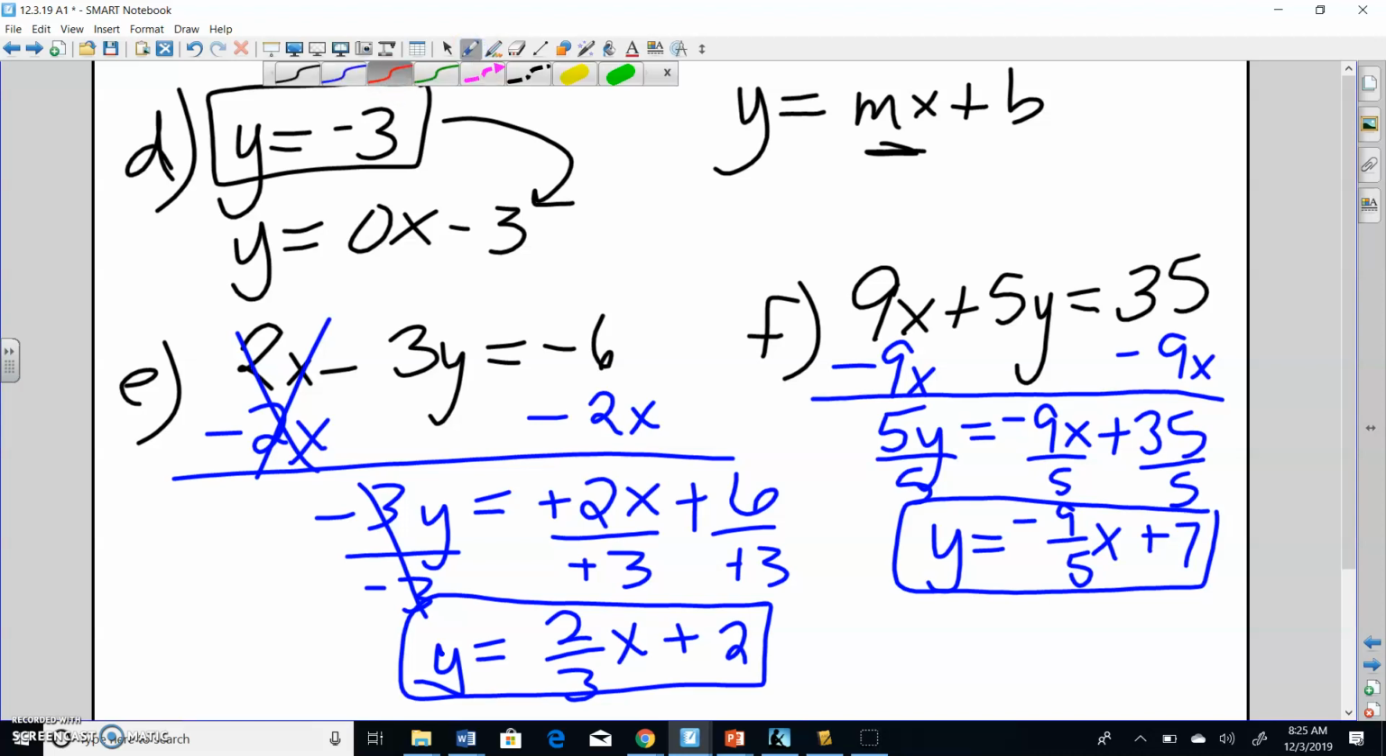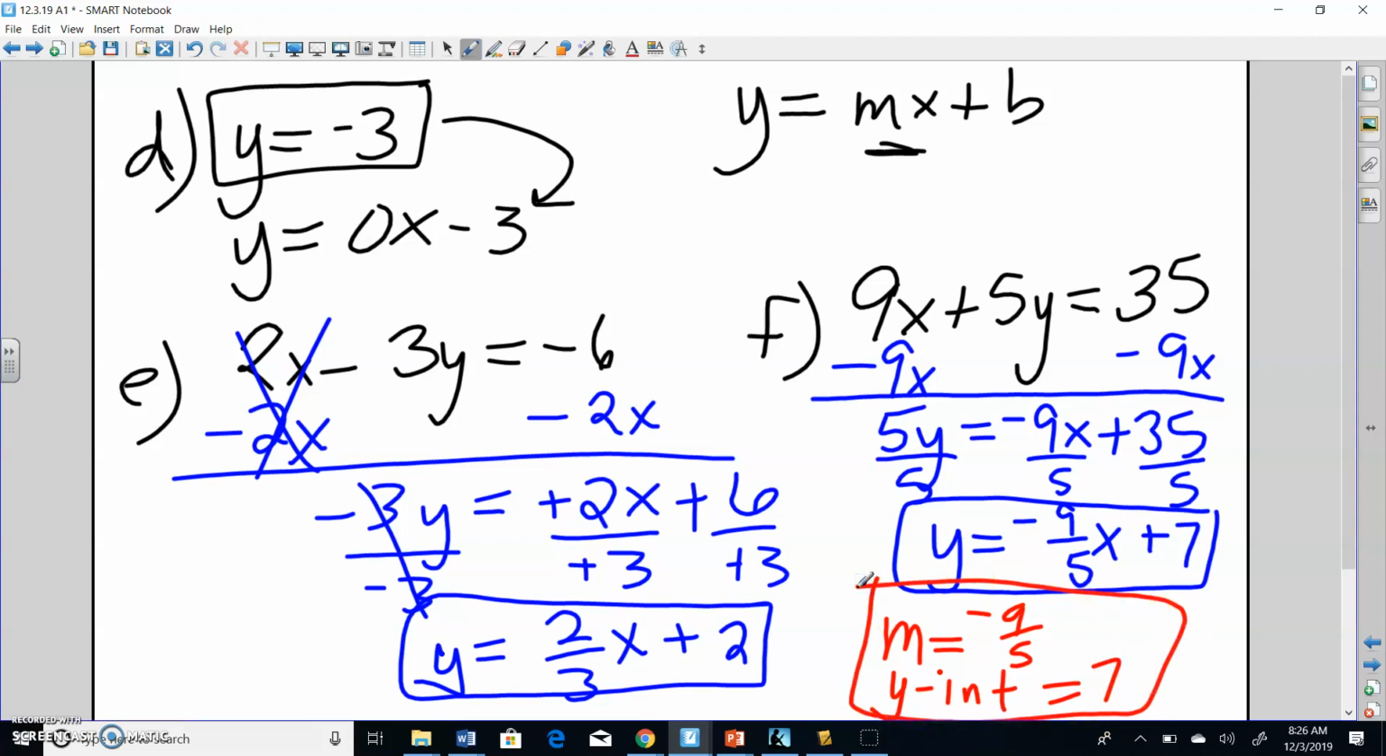Let's start with this one, example F. So what is the slope and what is the y-intercept for this equation? So slope, Camilla, what's the slope on this one? Negative 9 over 5, so let's write that down. Y-intercept, Tessa, what's the y-intercept on this very last one we did? 7. Okay, so I'm going to want you to do all three things. Isolate y, put it in slope-intercept form, and then identify the slope and the y-intercept.